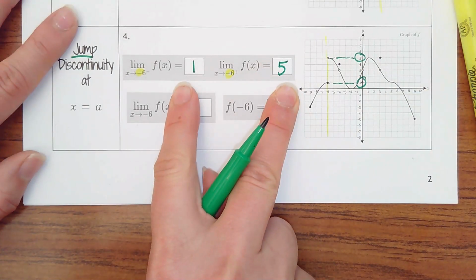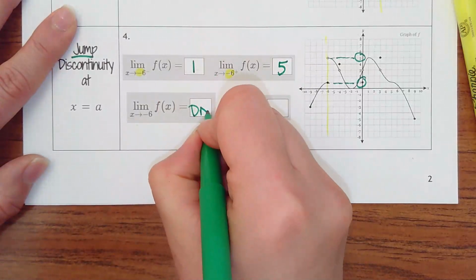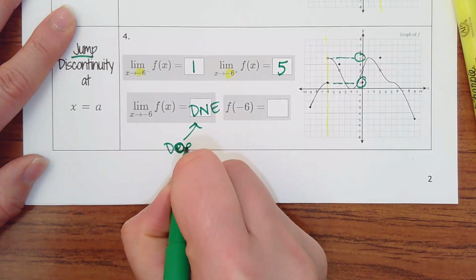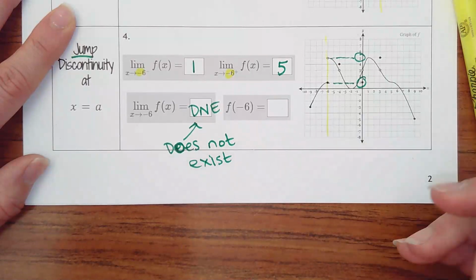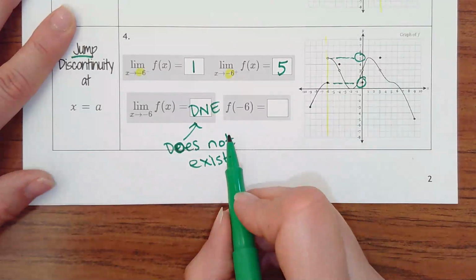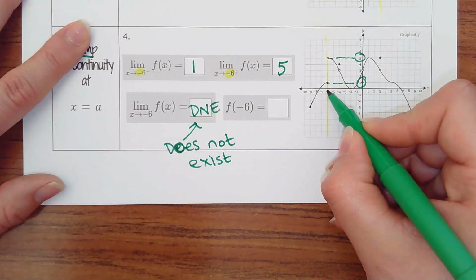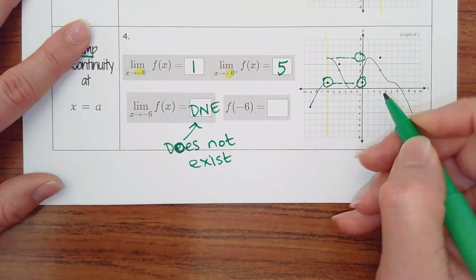Because these two numbers are not the same, I say that this does not exist. You see a DNE button? That stands for does not exist. There is no limit because we're not approaching the same value from the left and the right. Looking at f of -6, is there a closed point or a line at x is -6? Yeah, right here, and that was 1.